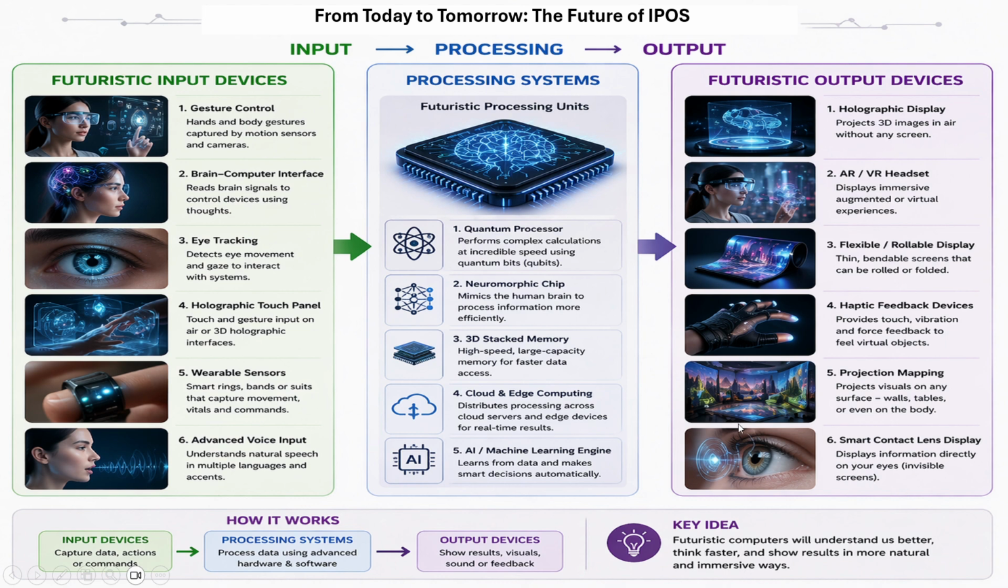So we have seen here how it works. Input devices capture data, action, or command, and processing happens using advanced hardware and software. Output devices show results: visual, sound, or feedback. So basically computers have come a long way. The input devices have become smarter, and now we're moving into the consciousness and intelligence of computers that would mimic human intelligence and consciousness. So futuristic computers will understand us better, think faster, and show results in a more natural and immersive way.